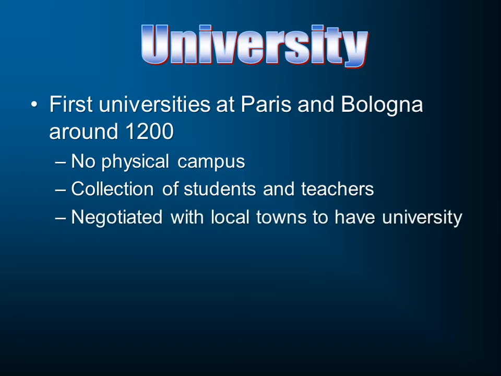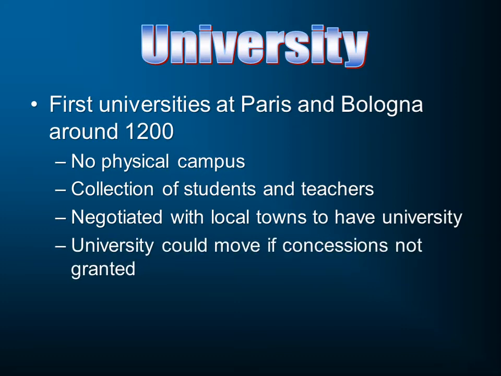They would negotiate with the local towns in order to have the university there. It was considered quite a prestigious thing for a city or a town to have a university. If the university could not get a good deal with the city or town, then they could pack up and move. There's no physical campus to move. All they have to do is go to the next town and open up classes there, and the university has just moved. And so if the concessions were not granted, and this became something of a competition where a town could entice a university to come to their location.